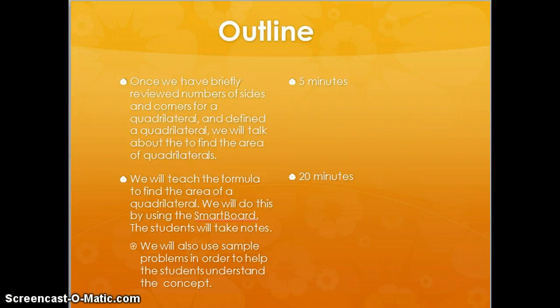So our outline: once we have reviewed the number of sides and corners, and then defined a quadrilateral, we talk about how to find the area of quadrilaterals. We'd spend about 5 minutes on the warm-up activity, and then we would actually teach how to find the area of a quadrilateral. We would do this using a smart board, and students would take notes, so it would be more of a lecture format. We would also use sample problems so that kids get hands-on experience when solving for the area.